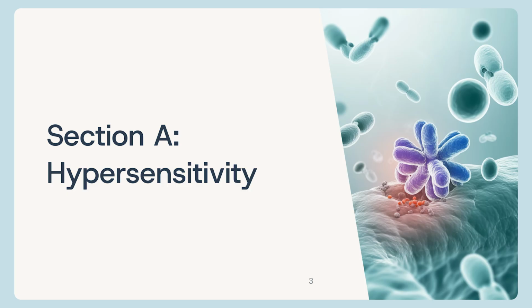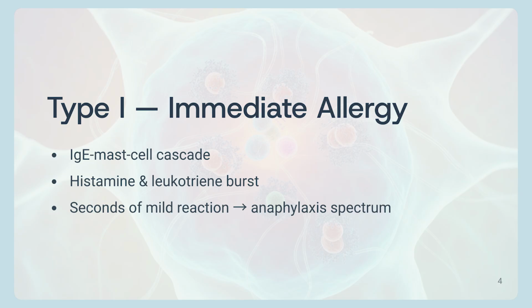First, we start with hypersensitivity. Type 1 hypersensitivity is what you commonly know as an allergic reaction. So here's how it works. When your immune system encounters an allergen, something harmless like pollen or peanuts, it mistakenly treats it as dangerous.